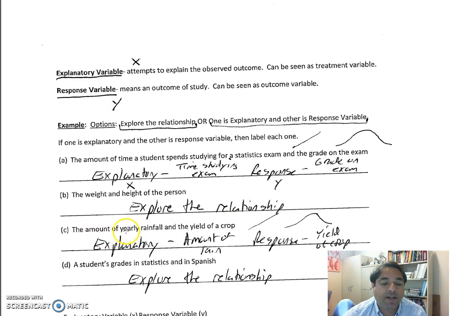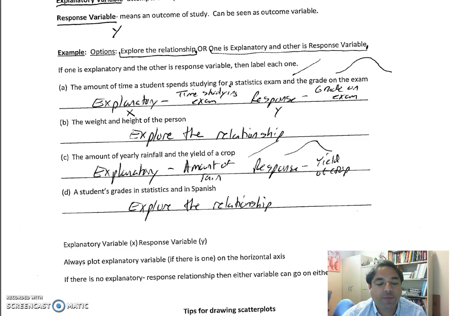And then the amount of yearly rainfall and the yield of a crop. That one can be considered explanatory response. How much rain explains, there's our x, how much yield of crop we get. Again, it could be more rain, more crops, or maybe that curved relationship again. And then the last one is students' grade in statistics and in Spanish. There is a relationship with how much you study and how well you do in school, as we talked about earlier, but maybe these are two totally different subjects, and we're going to put explore the relationship. You can argue for any of these, and some people might argue that statistics and Spanish are both foreign languages, right? Just kidding.